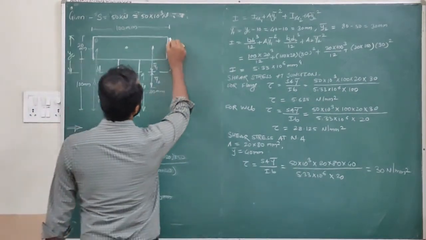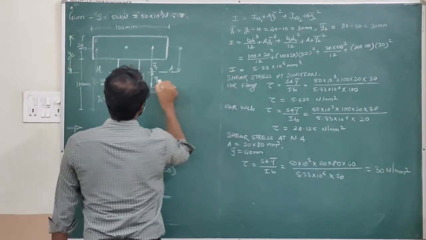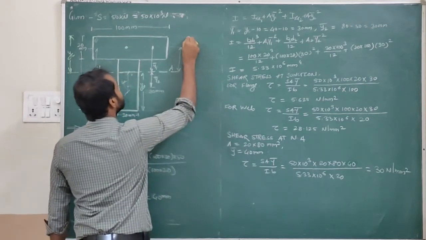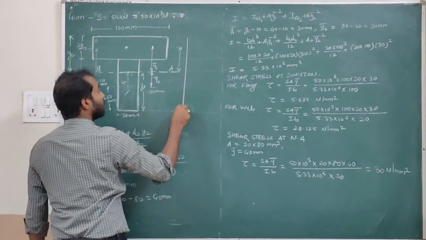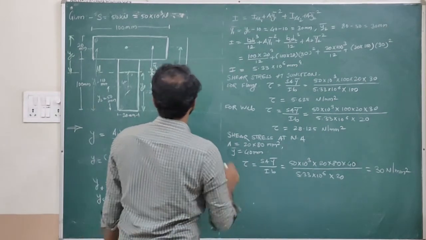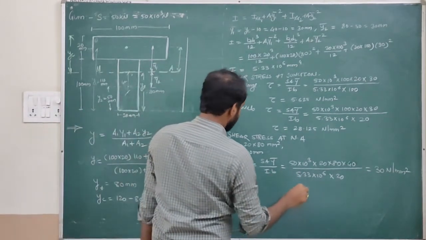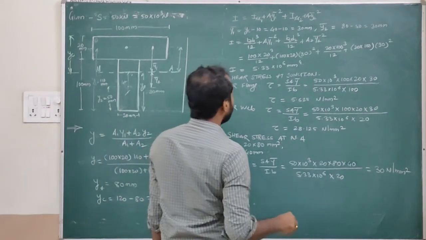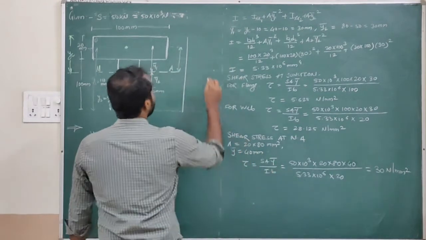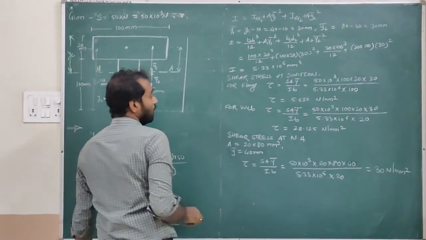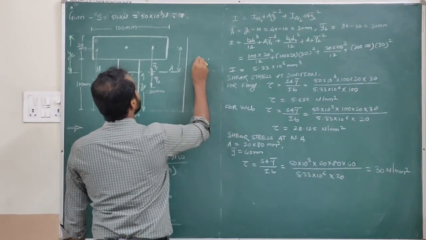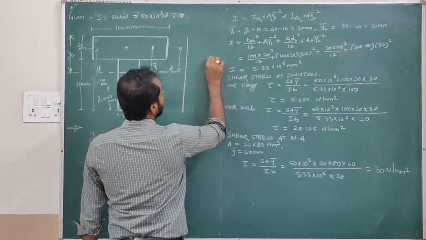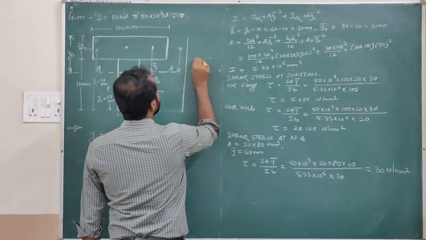Now if you want to draw a shear stress distribution diagram for your given beam, then what is the value at neutral axis? At neutral axis the shear stress value is maximum, which is 30. So it is 30 here. For our web it is 28, so it is 28 here. For our flange it is 5.6, so it is 5.6 here. 30. Next to that it is 28, 5.6.